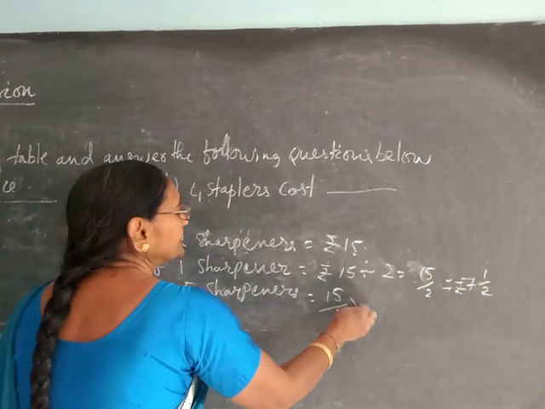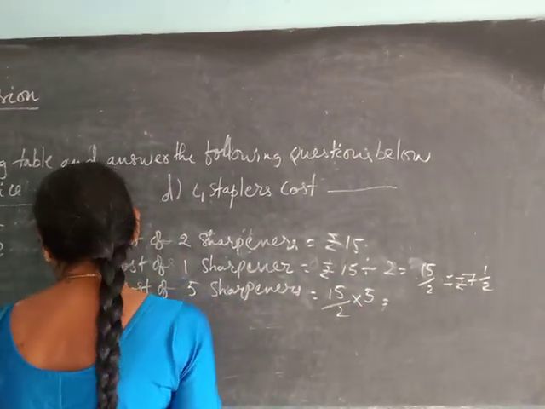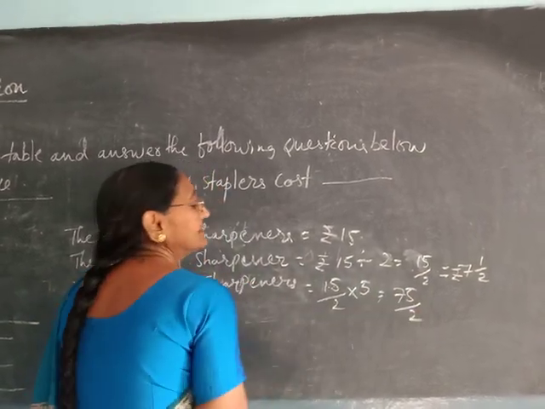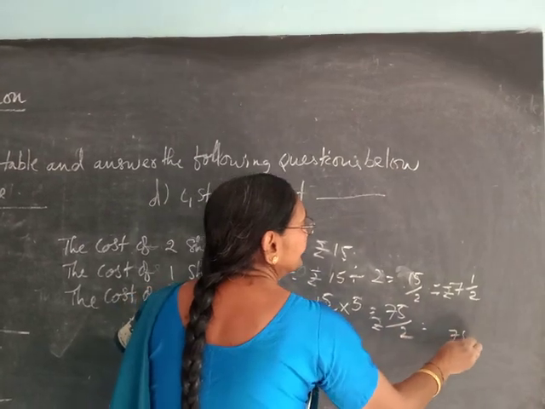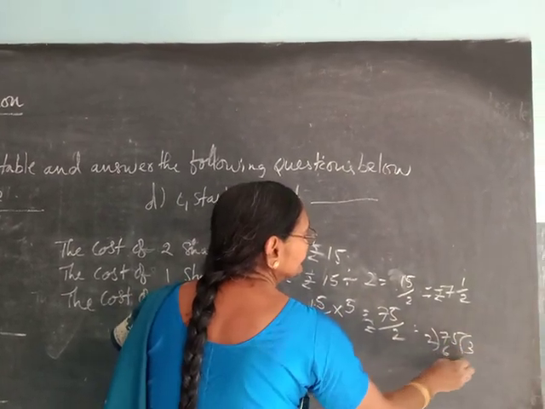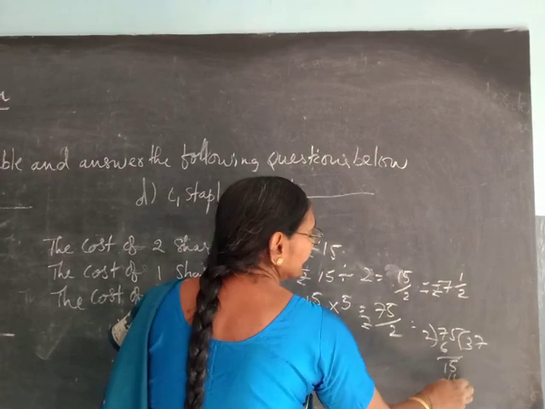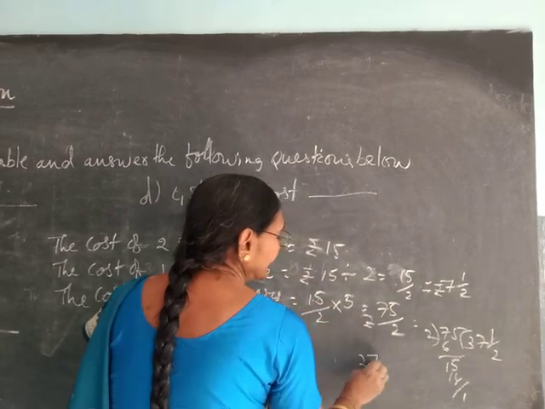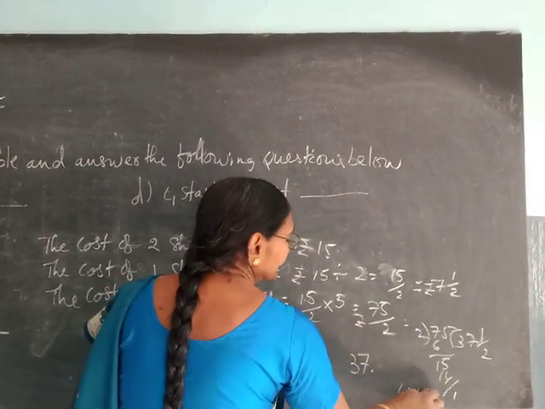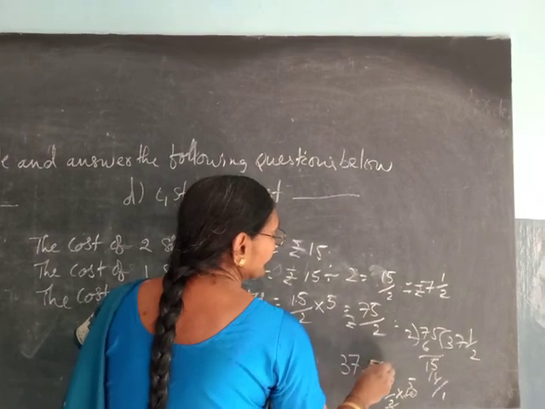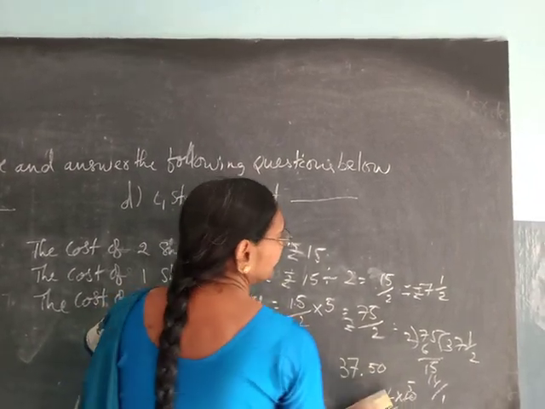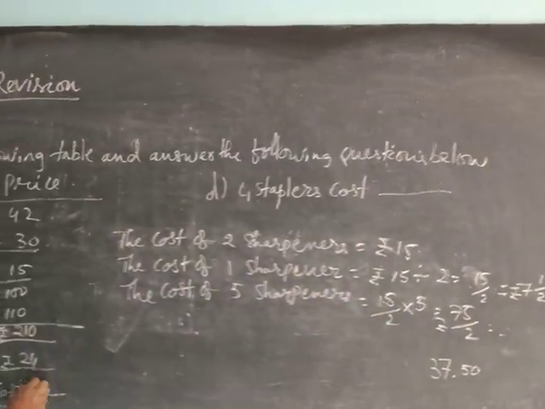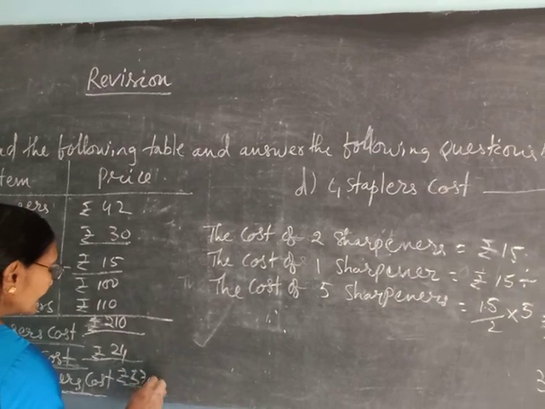15 by 2 into 5. How much is that? 5 15s are 75, divided by 2. You have to divide. 2 3s are 6, 15, 2 7s are 14, 1. So it is 37 and 1 by 2, which means 50 paise. So you have to write here 37 rupees 50 paise.